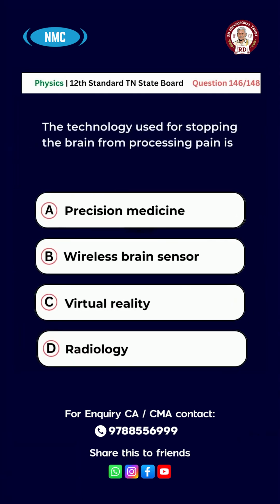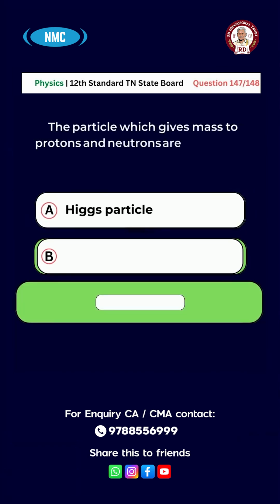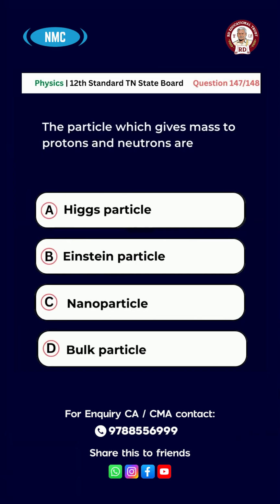Question number 146. The technology used for stopping the brain from processing pain is option A precision medicine, B wireless brain sensor, C virtual reality, D radiology. The right answer is option C, virtual reality. Question number 147. The particle which gives mass to protons and neutrons are option A, Higgs particle. B, Einstein particle. C, nanoparticle. D, bulk particle. Right answer is option A, Higgs particle.